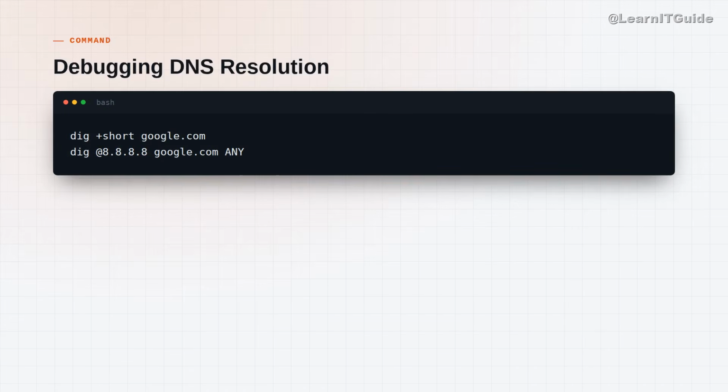DNS is usually the culprit for network issues. Use dig to query name servers directly. The first command gives you a clean answer for scripts. The second command uses the @ symbol to query a specific public DNS server for all record types. This is essential for verifying if your local resolver is cached, poisoned, or just plain broken.